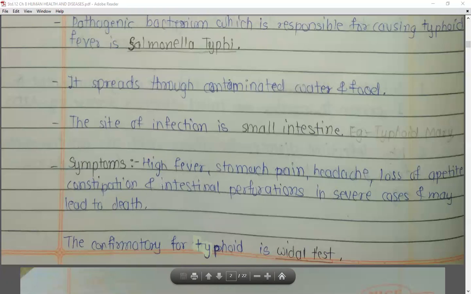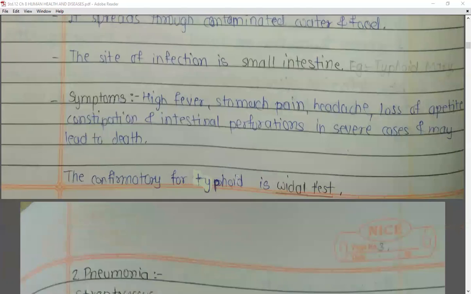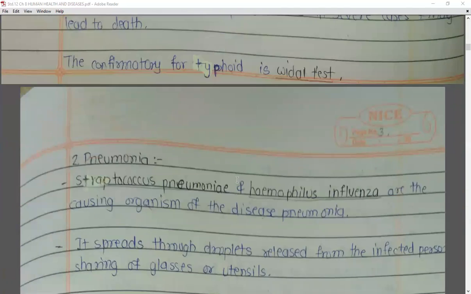The confirmatory test for typhoid is the Vidal test, right? To check whether a person is affected by Salmonella typhi or not, to diagnose it, the confirmatory test for typhoid is the Vidal test. This can be asked in an MCQ: what is the confirmatory test for typhoid? So it is the Vidal test. So this was the first bacterial infection.